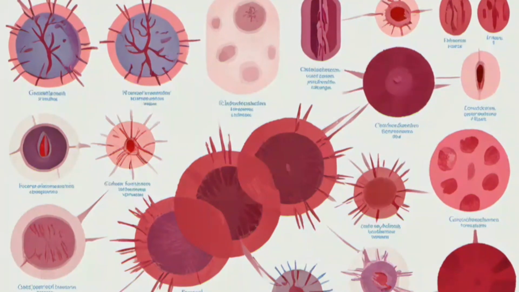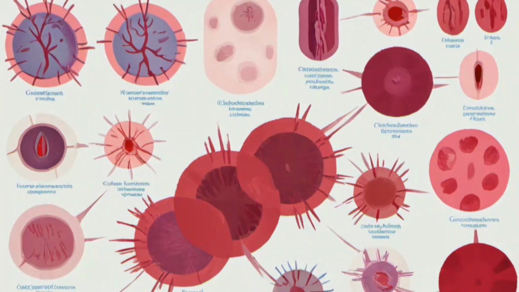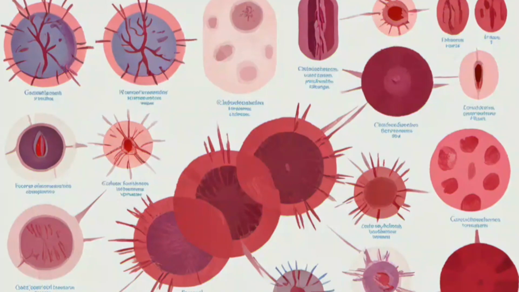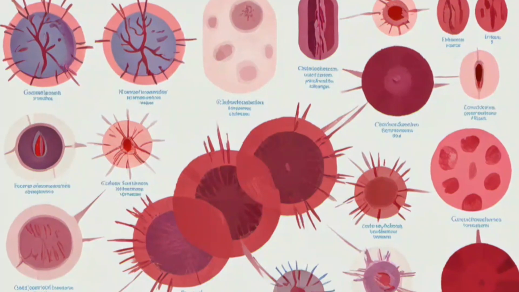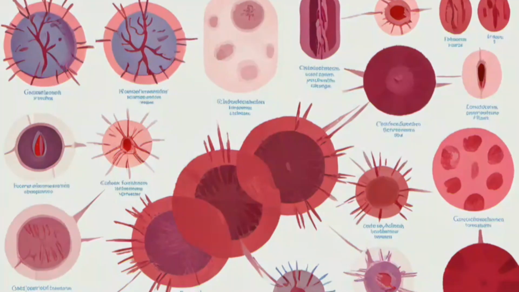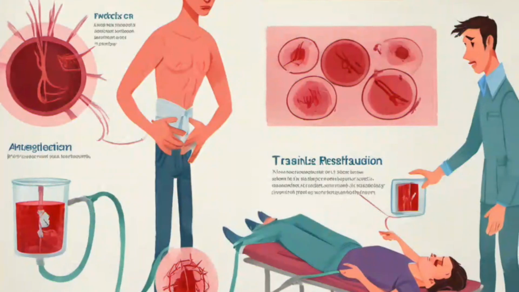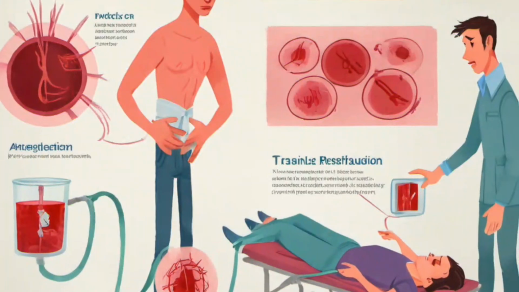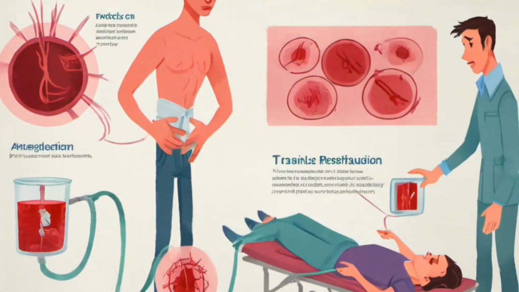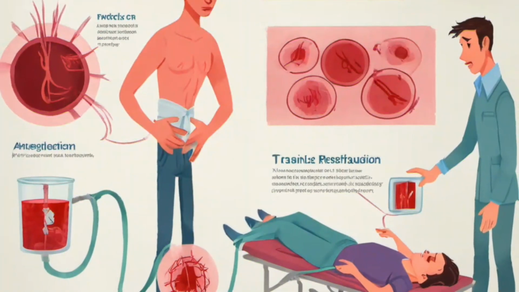Cryoprecipitate transfusion. Cryoprecipitate is rich in clotting factors and fibrinogen, making it valuable in treating bleeding disorders like hemophilia or von Willebrand disease. Granulocyte transfusion. Granulocytes are a type of WBC involved in fighting infections. Granulocyte transfusion is rare and typically reserved for patients with severe infections and compromised immune systems.